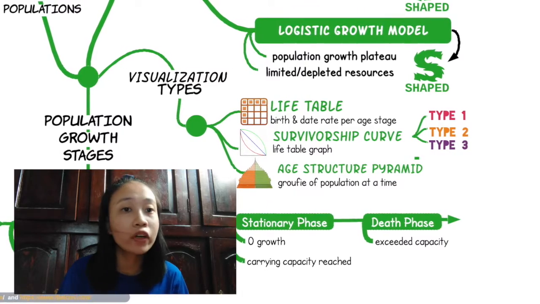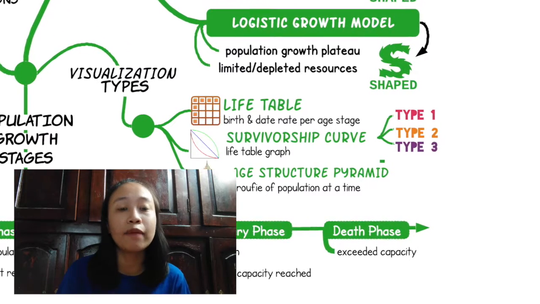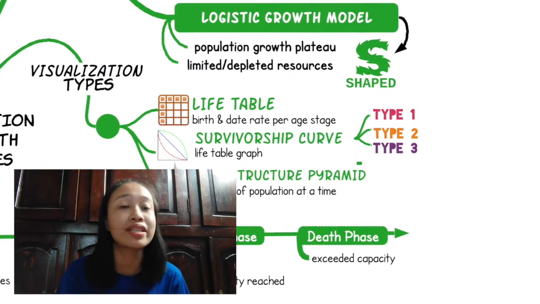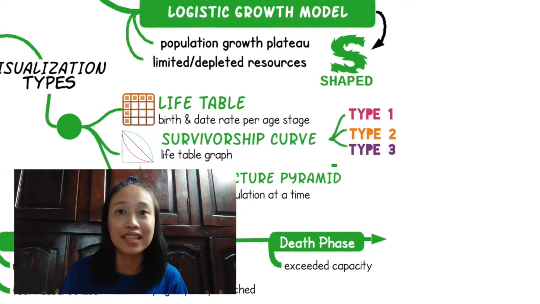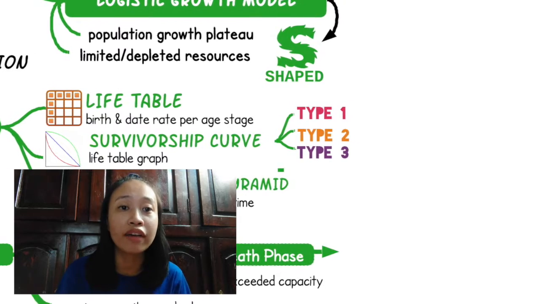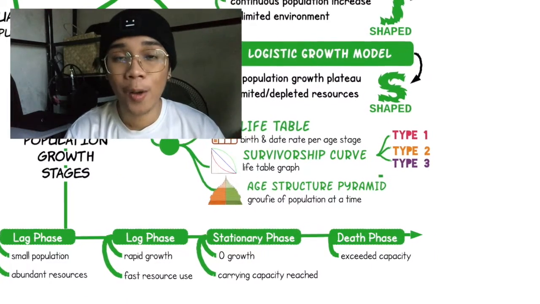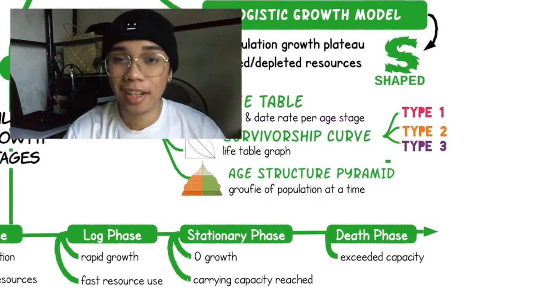In type 2, organisms die equally at each age period. This type of curve can be found in bird species. And lastly, the type 3 survivorship curve, which is evident in trees and most fishes, is a type of curve where only a few organisms can survive their younger years. Lastly, the age-sex pyramid is a graphical representation of a population over time which shows how people are divided into age and sex groups. Population growth stages is another strategy to visualize population.